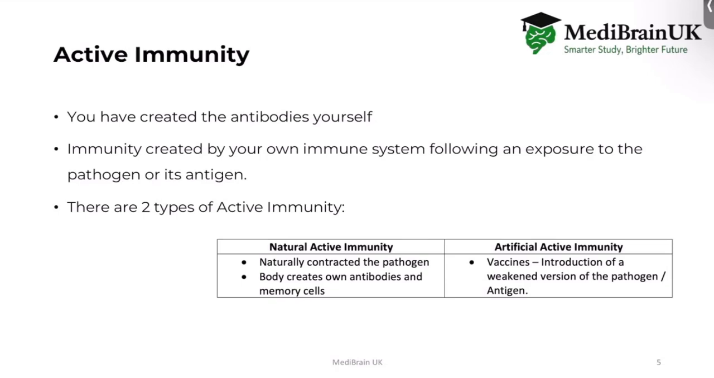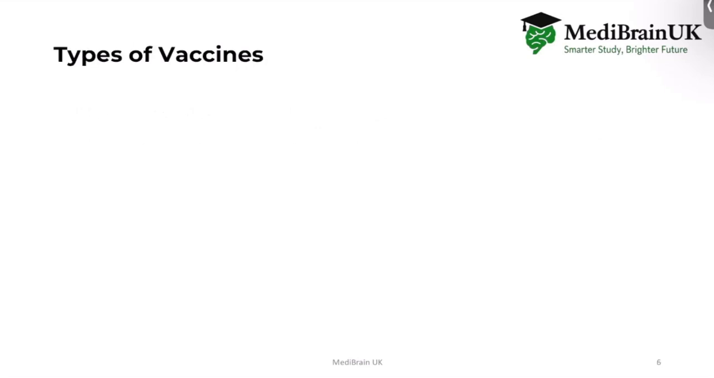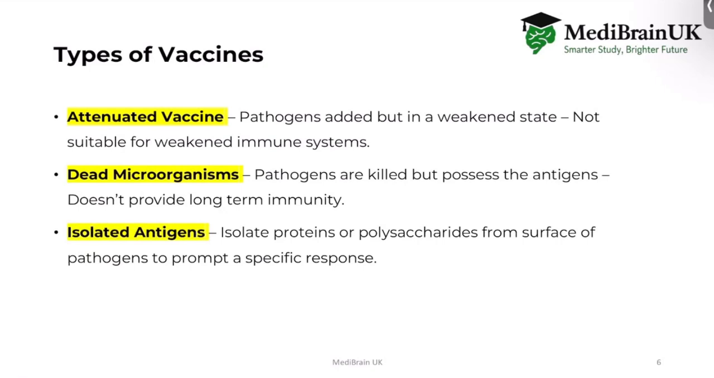That's your passive and active immunity that you need to be aware of. Now, what we're going to do, you don't need to explicitly know about the next stage. However, I think it's good to know in terms of the types of vaccines that you can have. So these are the 3 types of vaccines that you can have. You can have an attenuated vaccine, you can have a dead microorganisms vaccine, or you can have an isolated antigens vaccine. Okay, so those are the 3 types of vaccines that you could be given.